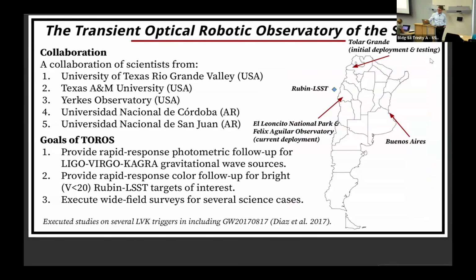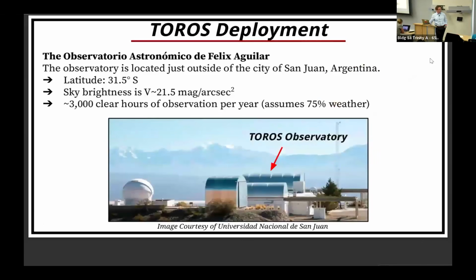The final location of the TOROS telescopes is going to be at this observatory in Argentina called Felix Aguilar, which is actually just on the other side of the mountains, basically, from Rubin LSST. So we have a very good latitude placement. This is an image of the observatory itself.